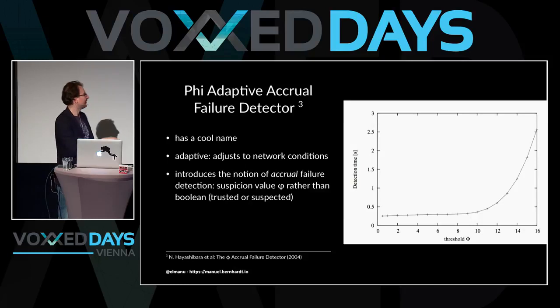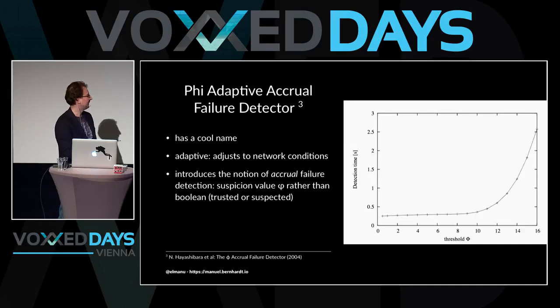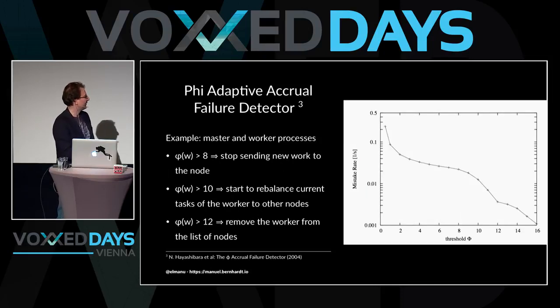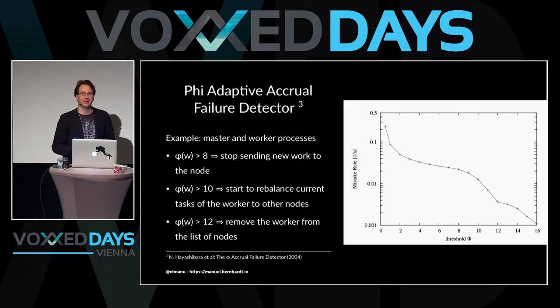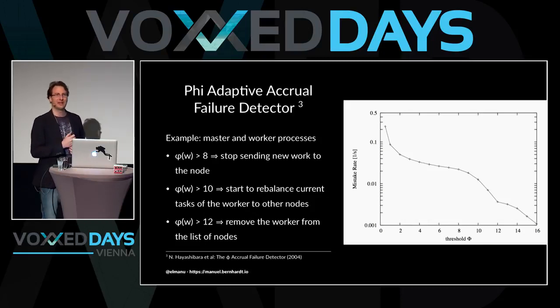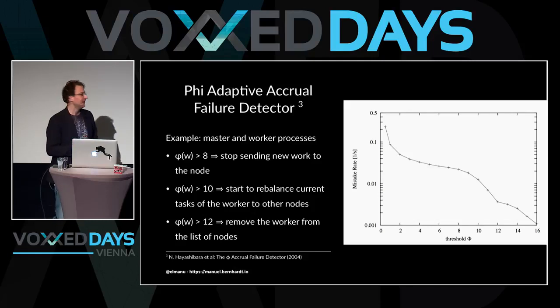And we can see here that the lower the threshold value, the faster the detection time. That's nice. But on the other hand, the lower the threshold value, the higher the mistake rate. The mistake rate is this accuracy that we were talking about before. So you start suspecting processes that are perfectly healthy of not being healthy.